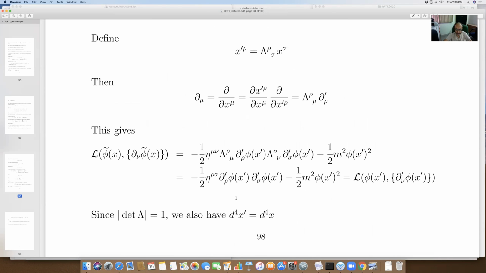So this tells us that when you change variables from x to x prime, d four x prime will be the same as d four x. So this is an identity that we found, and now we are trying to use this identity to show that the Klein-Gordon action is Lorentz invariant.